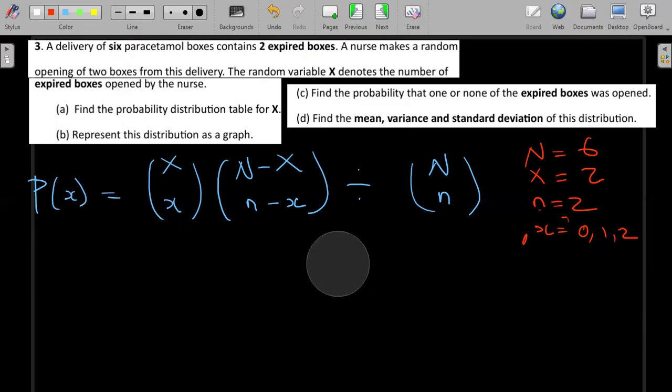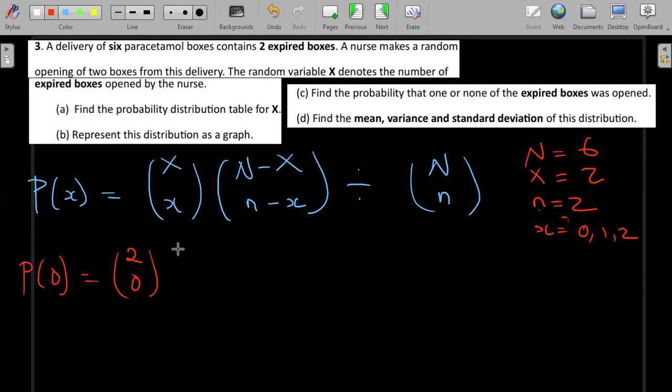So we can find the probability now since we have all that data. Let's find the probability that from the 6 boxes we choose 0 boxes that are expired. So the probability of 0 will be equal to, the capital letter X is 2, so I put 2, 0, and then here it will be capital N minus capital X, so that is 6 minus 2, which is 4. Then here it will be n minus x, so the n is 2 and the x is 0, so I just have 2, then divided by capital N, 6, and n, 2.